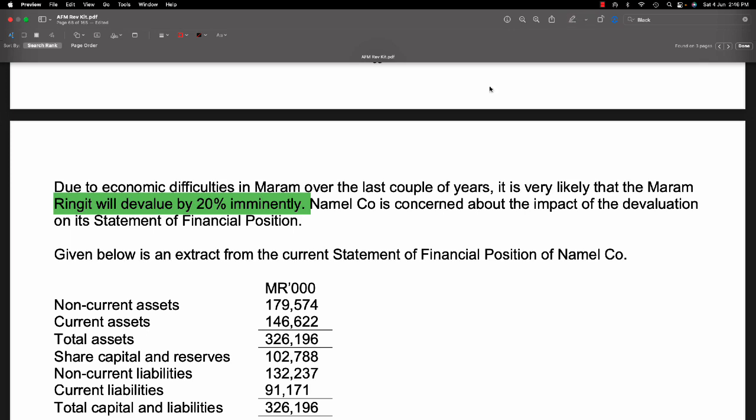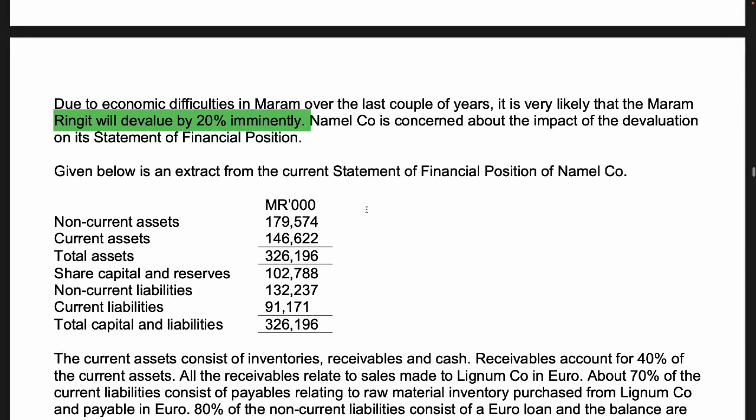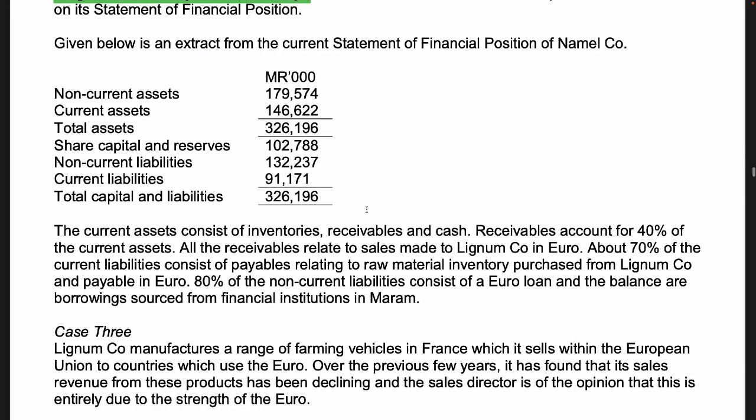This should be, I repeat, these numbers would have been given to you in a spreadsheet. You just have to copy and paste it. Usually they give a spreadsheet. Okay, extract given here. Now, current assets consist of inventory, receivables, cash. Receivables account for 40% of the current assets. All the receivables relate to sales made to Lignum Co. in euro.